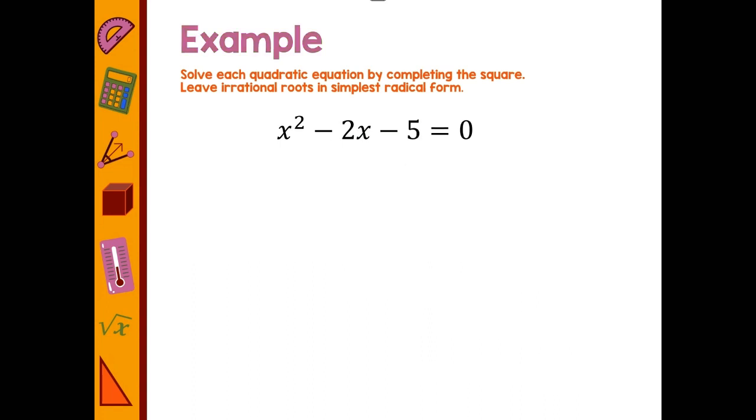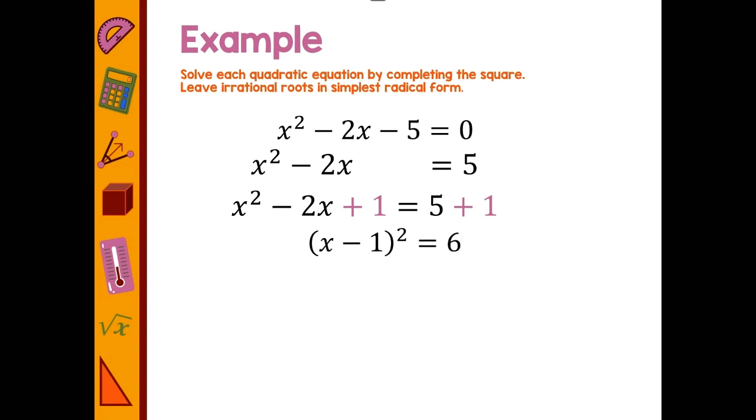All right, how about one more example? Let's do same directions. x squared minus 2x minus 5. Let's add the 5 to the other side. Half of negative 2 is negative 1. Negative 1 squared is 1. So I'm going to add 1 on the left side, add 1 on the right side. Then on the left side, I can factor, simplify, (x minus 1) squared, and 5 plus 1 is 6.